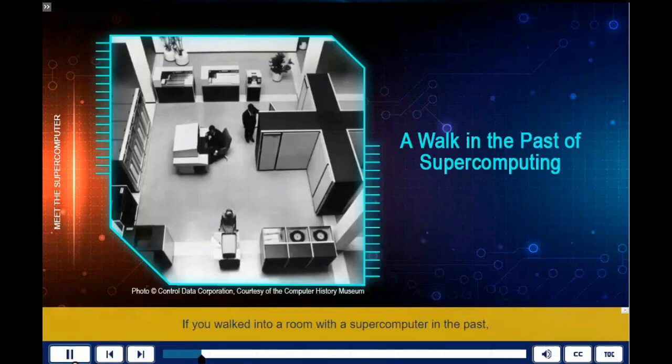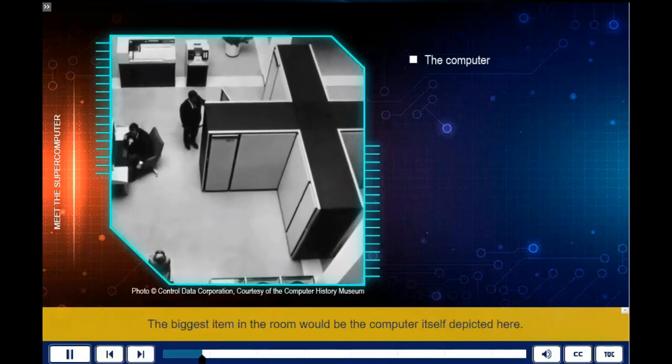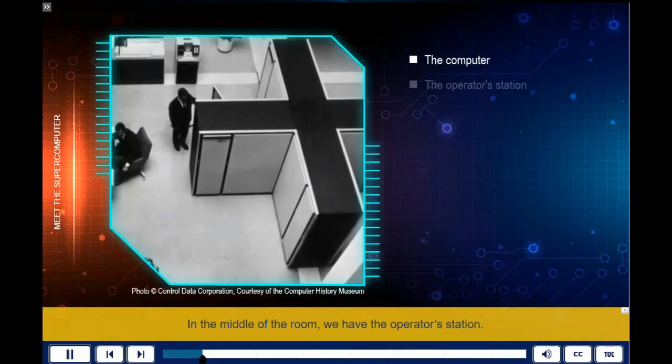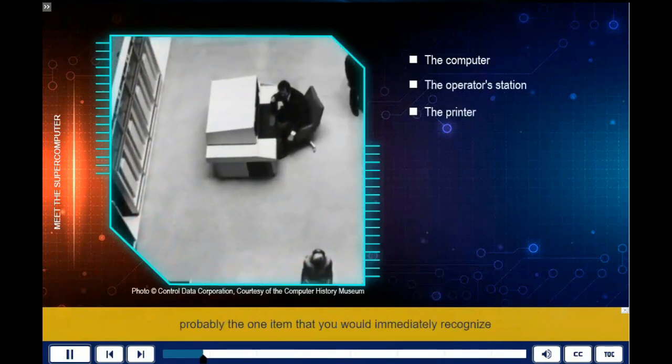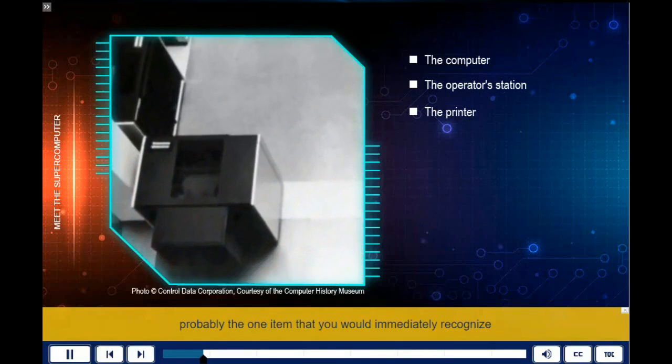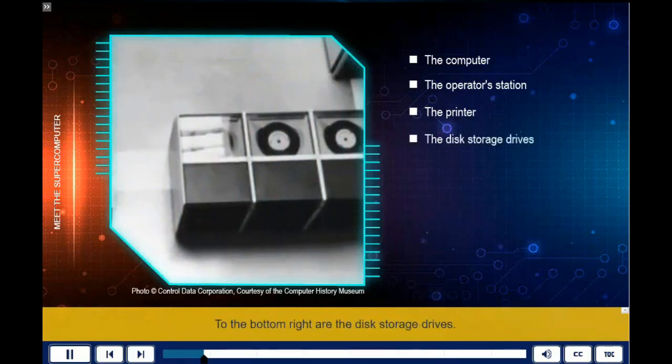If you walked into a room with a supercomputer in the past, this is what you would see. The biggest item in the room would be the computer itself, depicted here. In the middle of the room, we have the operator station. On the bottom left, there's a printer, which is probably the one item that you would immediately recognize because it appears like what a printer would look like today. To the bottom right are the disks.